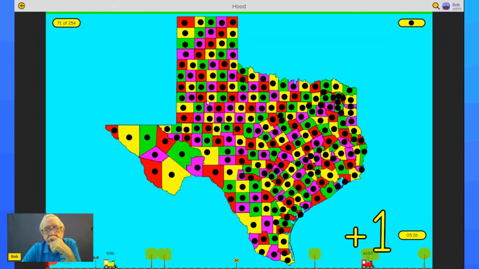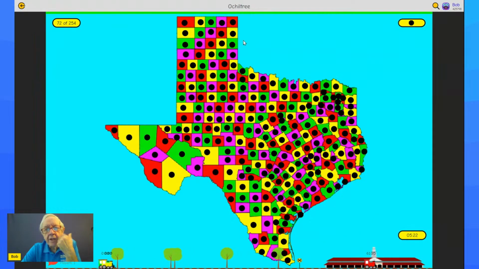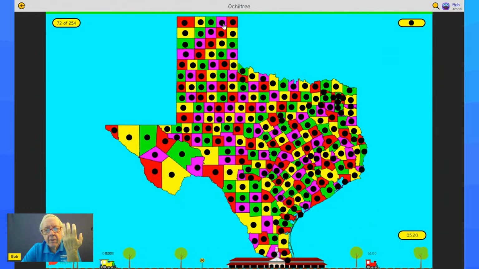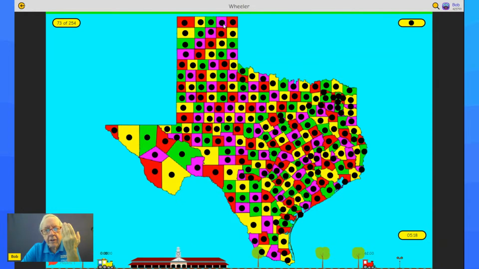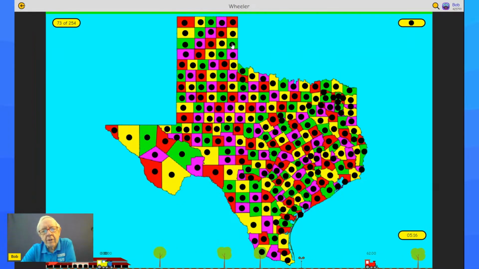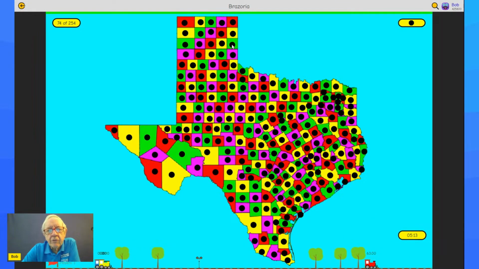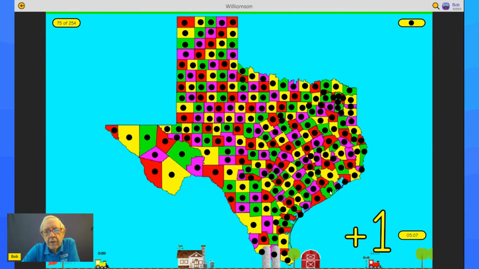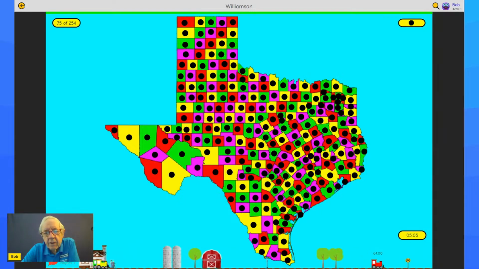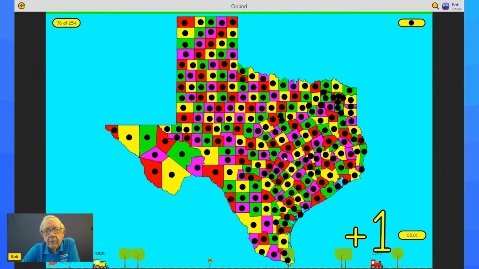Glasscock. Hood. Where do you think Hood is? Where do you think Ochiltree is? Look at where you think. I'm going to click and then see if I get it correct. Wheeler County. Wheeler. That's for Brazoria. Brazoria is right next to Guadalupe. This would be Brazoria. Williamson. Do you know where I'm going to click next? Williamson. Goliad. Swisher.